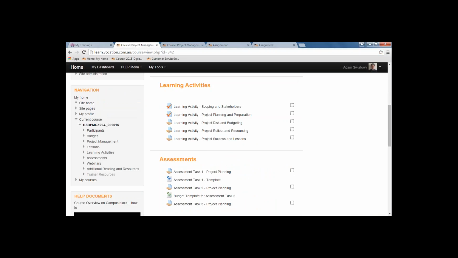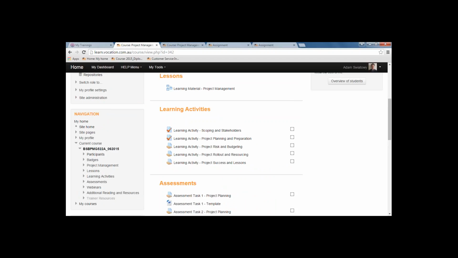In this session, we're going to be talking you through the very final two learning activities in project management, which are project rollout and resourcing, as well as project success and lessons. So these two sets of questions, I'm going to be talking through a bit of content today that shall cover the information that you need to be able to successfully answer those two sets of questions: learning activity number 1, project rollout and resourcing, as well as the learning activity project success and lessons. So just to recap, by the end of this session today, you'll have all of the information to successfully complete those last two learning activities.